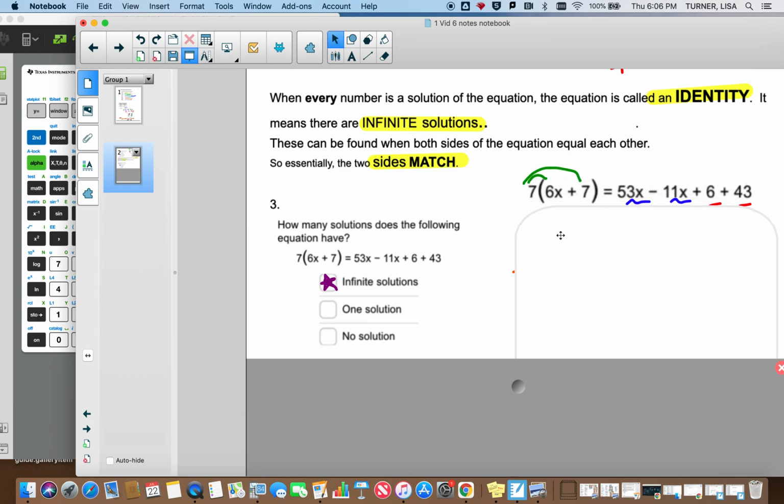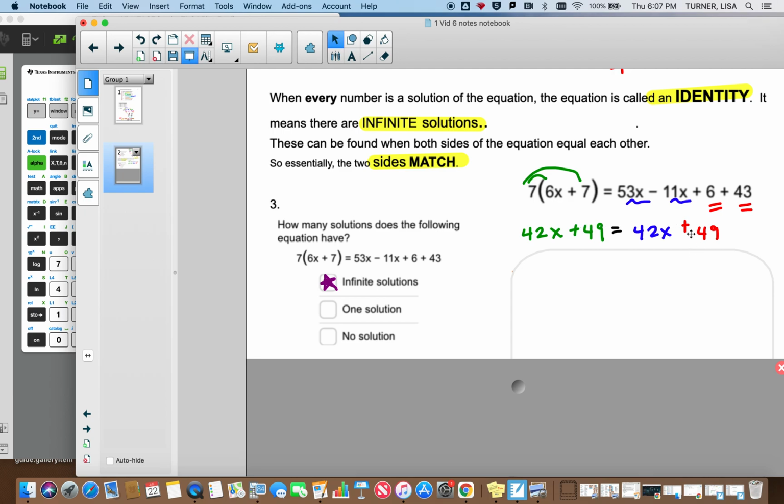And so I've written this problem up over on the right-hand side for you. And if you could just draw the distributing lines. And also, again, there are like terms, so underline the x's and somehow mark up or circle the constants or plain numbers there. And let's just write out what happens. 7 times 6 is 42, 7 times 7 is 49. And then 53x's minus 11x's is 42x's. And then when I do 6 plus 43 on my calculator, I get 49.